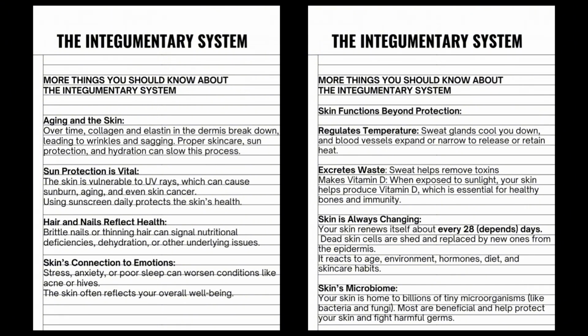Hair and nails reflect health. Brittle nails or thinning hair can signal nutritional deficiencies, dehydration, and other underlying issues. Skin's connection to emotions. Stress, anxiety, or poor sleep can worsen conditions like acne or hives. The skin often reflects your overall well-being. Sweat glands cool you down, and blood vessels expand or narrow to release or retain heat. Sweat helps remove toxins. When exposed to sunlight, your skin helps produce vitamin D, which is essential for healthy bones and immunity.